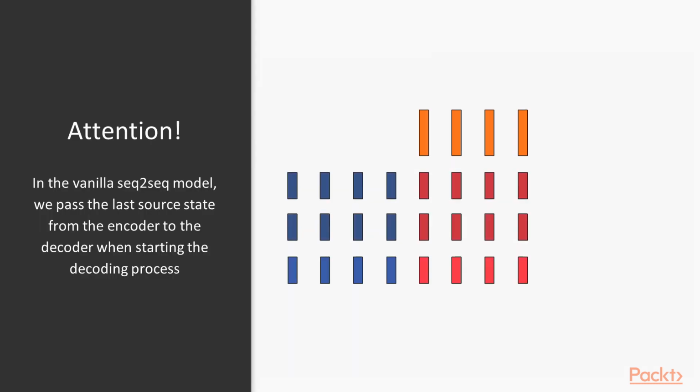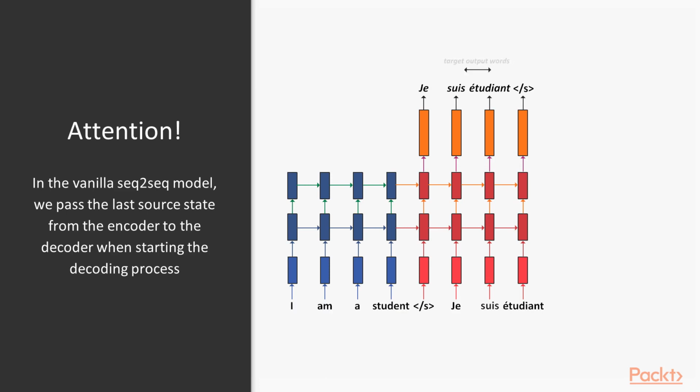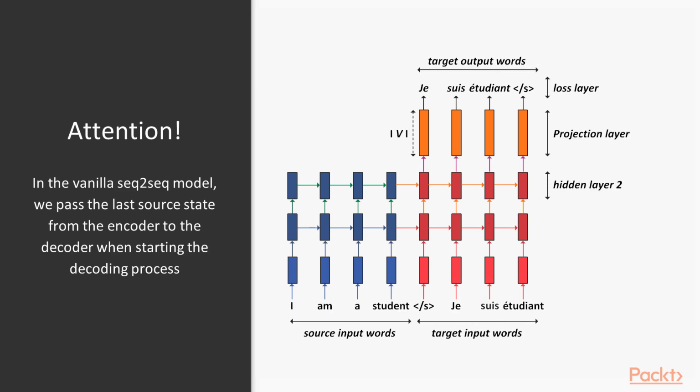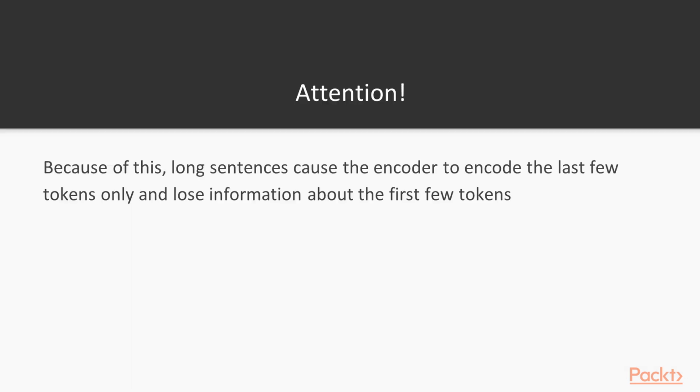In the vanilla sequence-to-sequence models, we pass the last source state from the encoder to the decoder when starting the decoding process. Because of this, long sentences cause the encoder to encode the last few tokens only and lose information about the first few tokens.